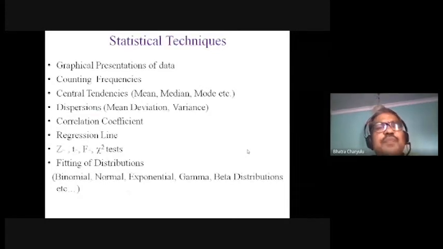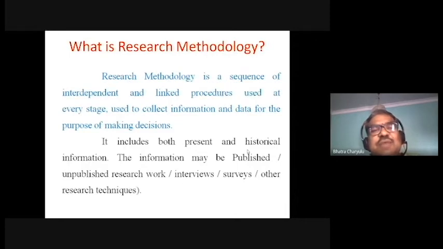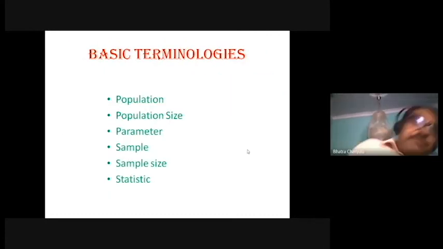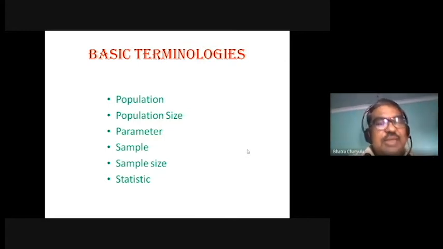Now, in the research methodology, we are mainly concentrating on the same aspect. So, a sequence of interdependent and linked procedures used at every stage to collect the information and data for the purpose of making decisions. It includes both present and historical information. The information may be published or unpublished research work, or it may come from interviews or surveys or other research techniques.